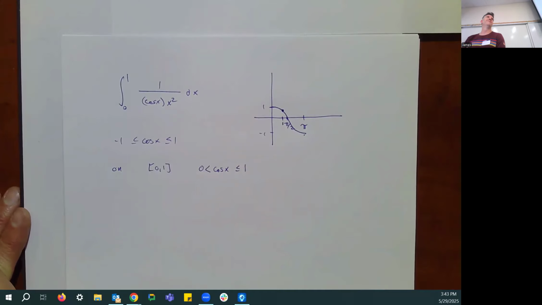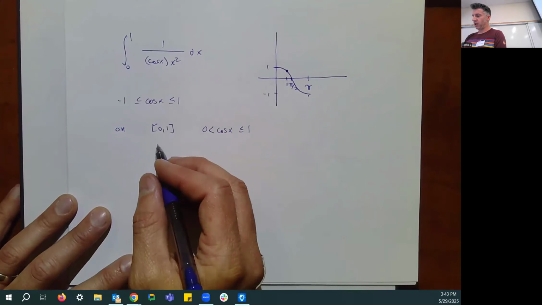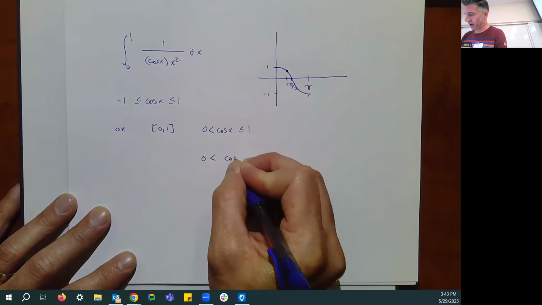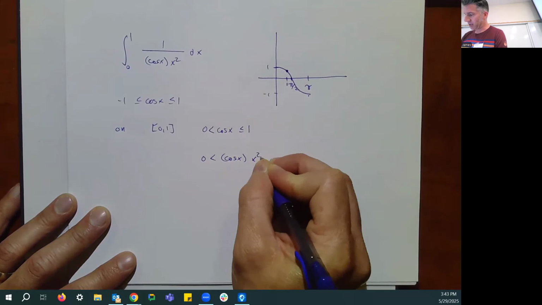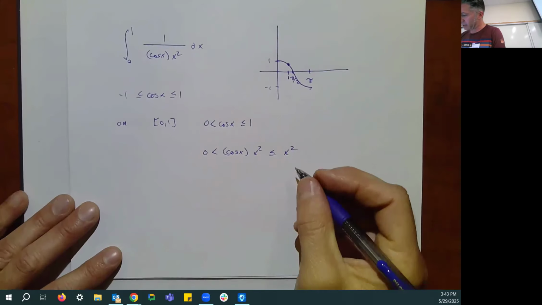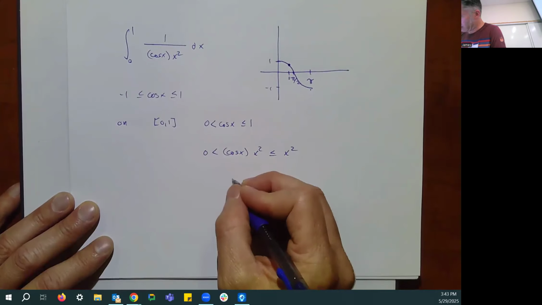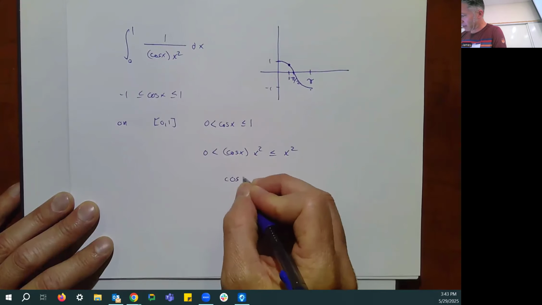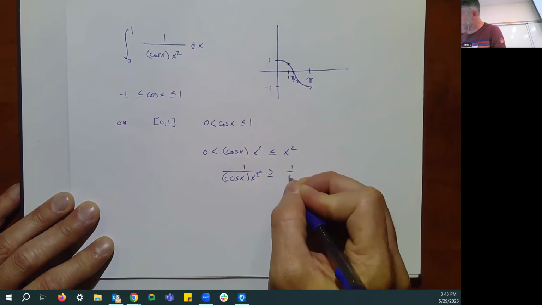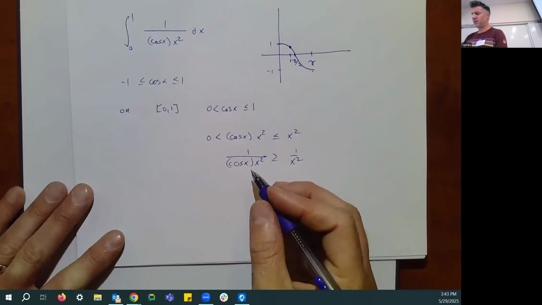I hope. We'll see. So then if we multiply both sides of this by x squared, 0 is less than cosine of x times x squared, which is less than or equal to x squared. And then we can invert both sides. And yes, we get the inverse of 0, which is infinity, is bigger than 1 over cosine of x times x squared, which is bigger than or equal to 1 over x squared. Yeah, that works.